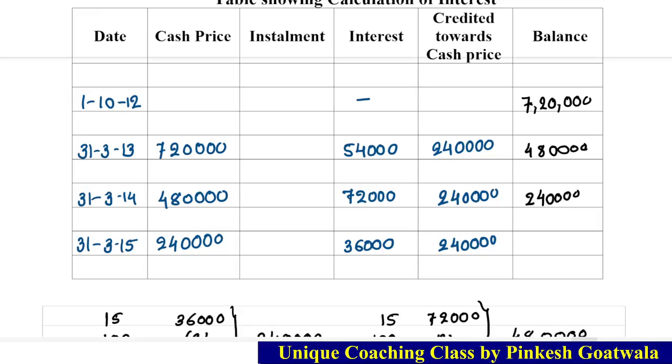So here we know that from the installment we subtract the interest, and you will get the credit towards cash price. To find the amount indirectly, what do we have to do? We have to total. Now it's a common point and comes many times, so you must know it perfectly. So here 276 comes, and here 240 plus 72, so 3,12,000. 240, 54, 294.